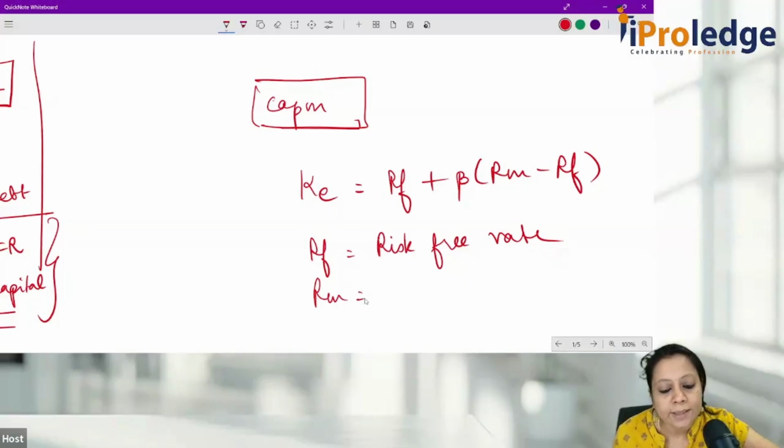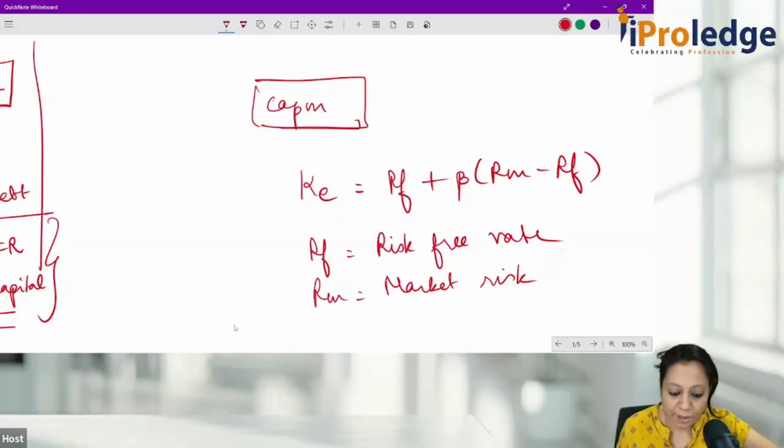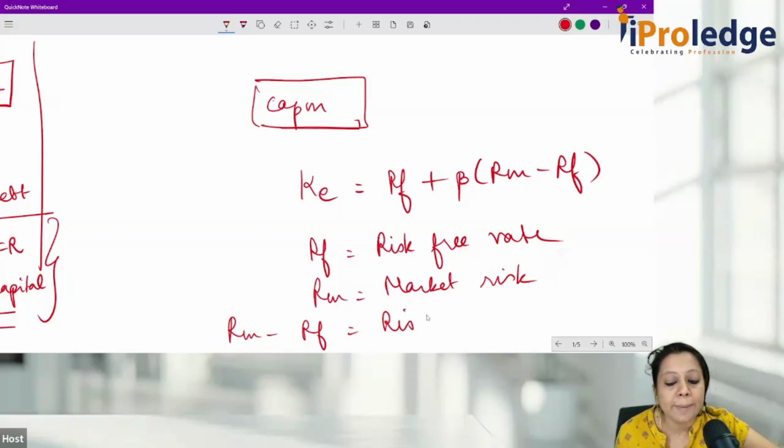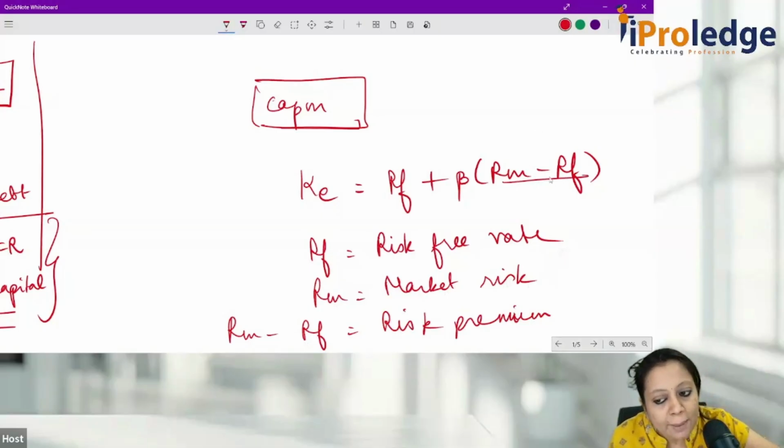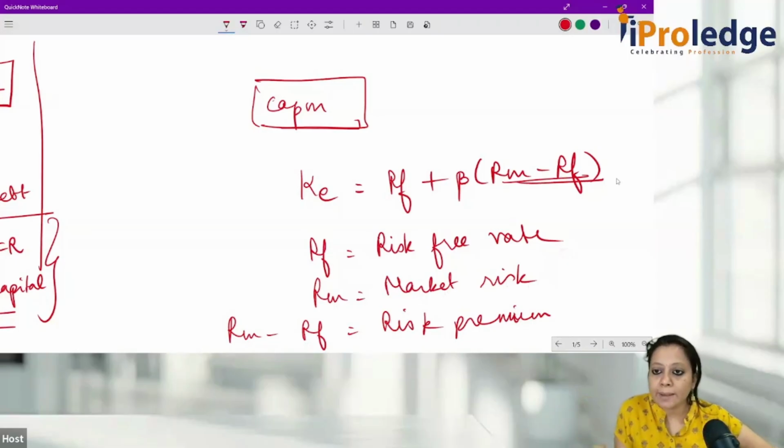And then RM is the market return. One thing I want you to be very careful about is that RM minus RF is the risk premium. Please write it down. If they say risk premium, they have already given you RM minus RF. Don't do RM minus RF again. Risk premium is RM minus RF.